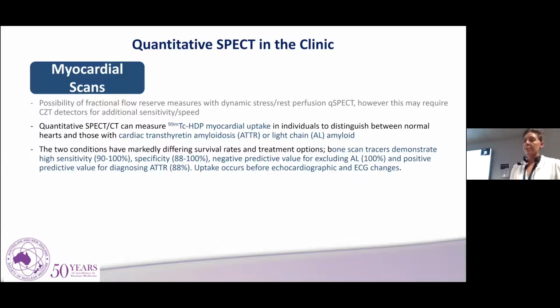Another area, though, that's received a bit of attention in the literature on myocardial quantitative SPECT is that of the diagnosis of amyloidosis. So it turns out that technetium HDP, which is of course a bone imaging agent, has strong myocardial uptake, which is very sensitive and specific and helps differentiate between the two various types, ATTR and AL. And these generally have quite different survival rates and treatment options associated with them. And to have a non-invasive study to help perform this is obviously very exciting for the cardiologists.